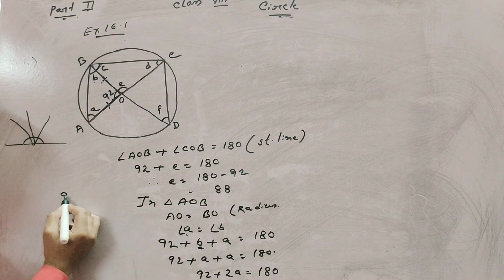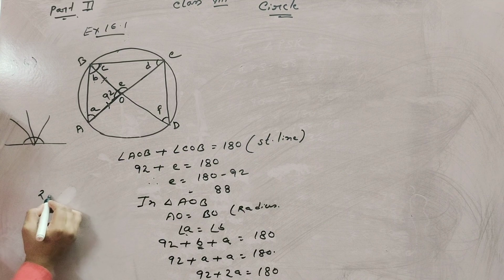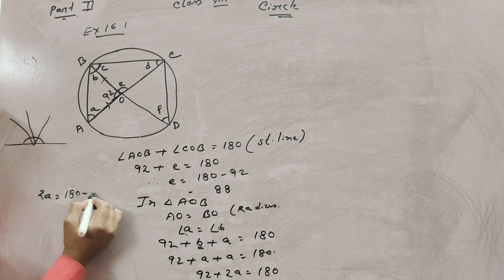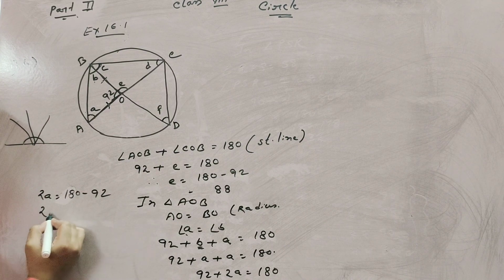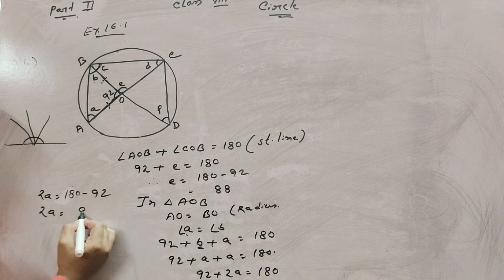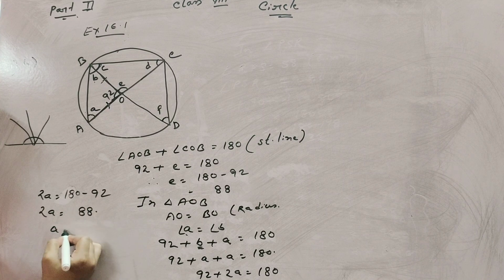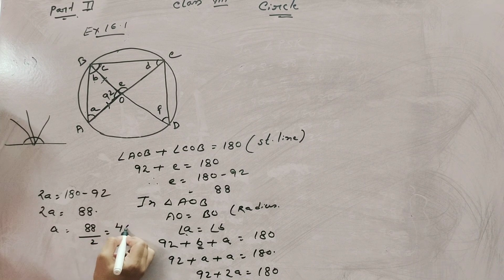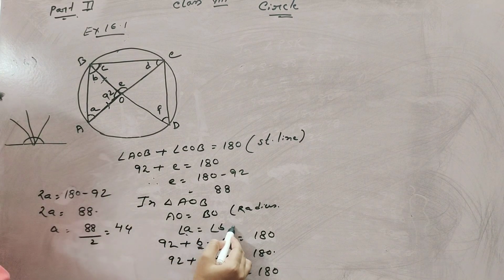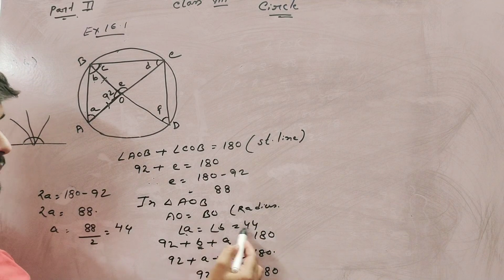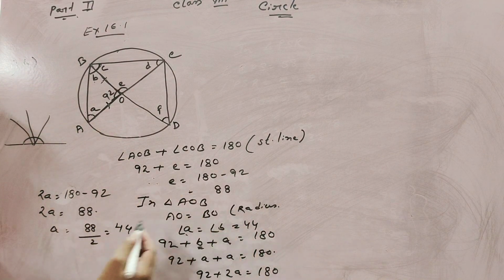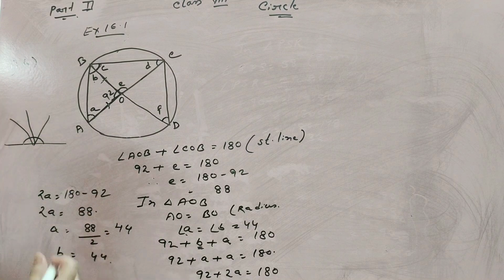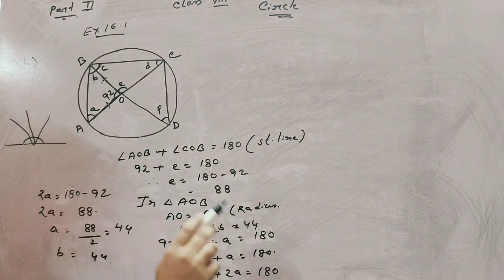So 2A equals 180 minus 92. 180 minus 92 is 88. So A equals 88 upon 2, that is 44. Whenever A equals 44, that means B also equals 44, because we know that both the angles are equal. So B also equals 44. Done. So our A, B, E portion is already complete.